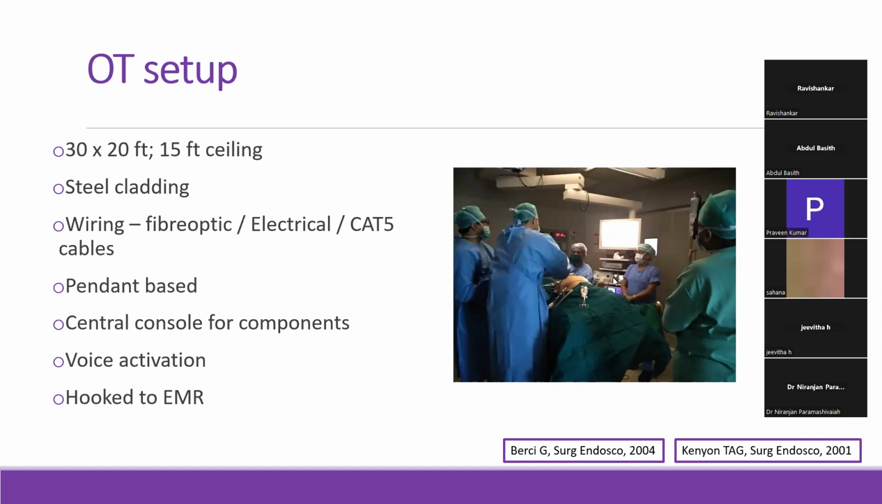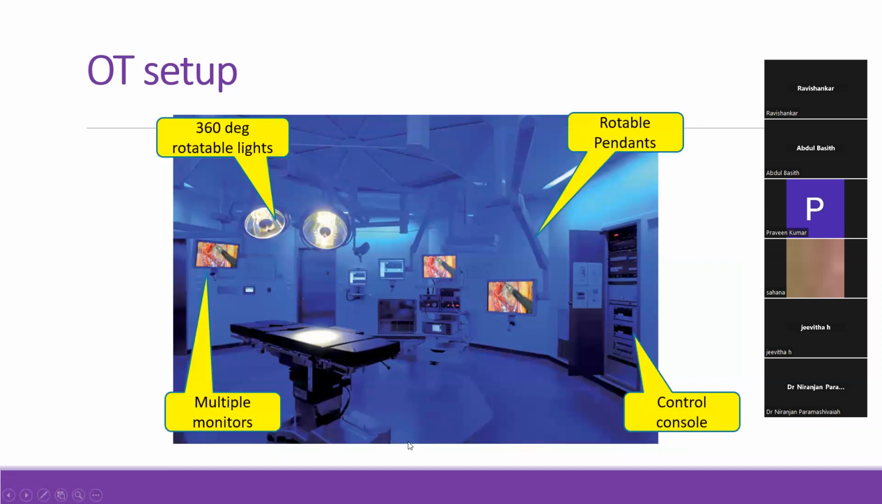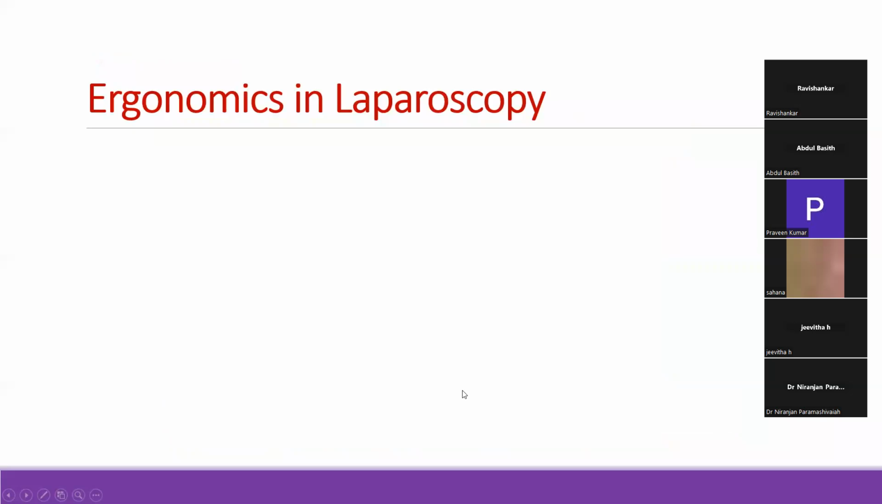These carts need not be the only thing. You can have voice activation, and it can all be hooked to the electronic medical record. And so if you have a very fancy OT, you can have something like this, looking like it. Everything moves all around, multiple monitors, rotatable lights, rotatable pendants, and a central control. Okay, this is not just a diagrammatic representation. Some fancy OTs, even in India, have all this.